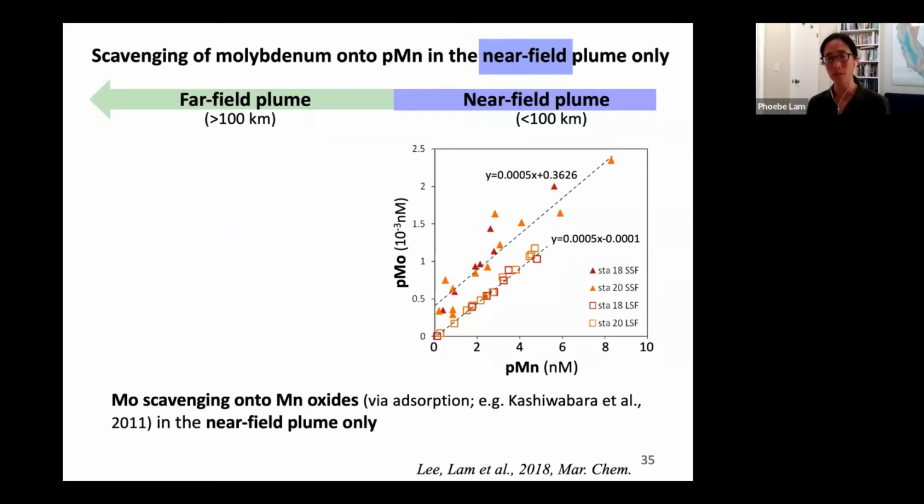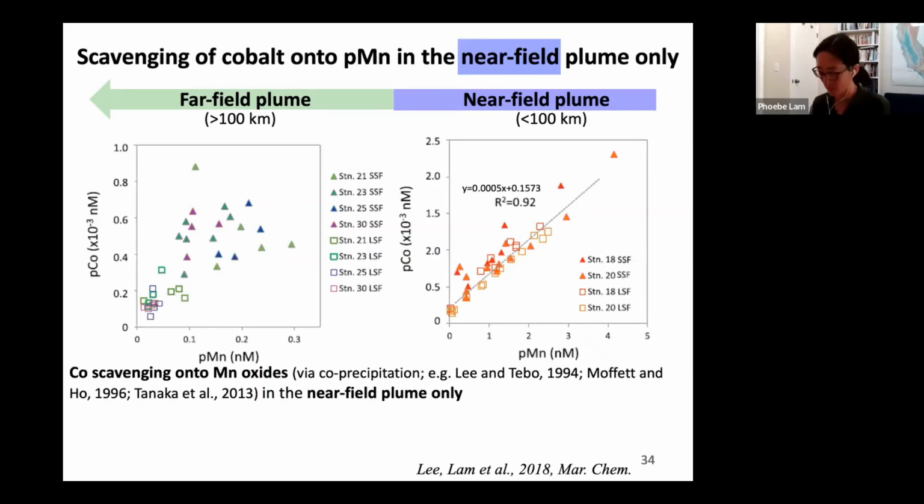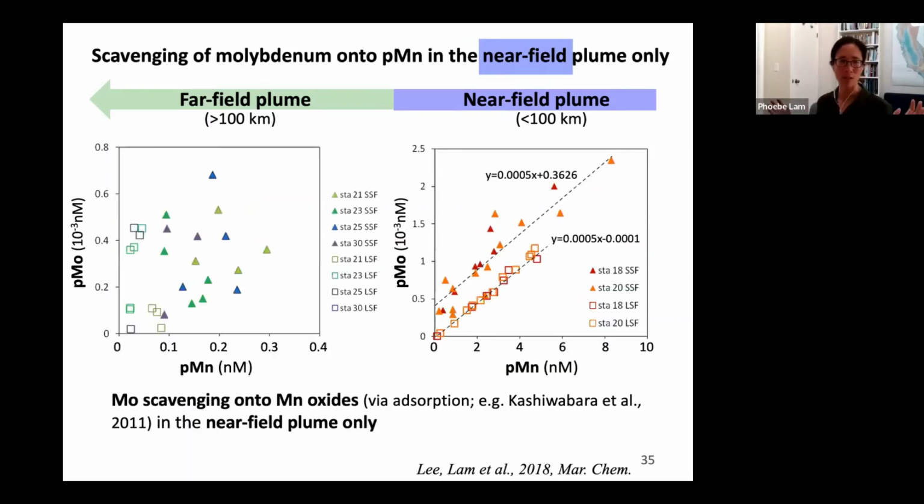You find the same thing for molybdenum. It looks slightly different, and in fact the association of molybdenum to manganese is quite different as a mechanism from the association of cobalt to manganese. But you still find this fantastic correlation in the near field. And then the correlation just completely breaks down in the far field. So there's something different about the manganese in the near field that is allowing for this close association with these other trace elements. And we see it for other elements too, protactinium, thorium, lead, but I'm not talking about that. I'm just using these two as examples.